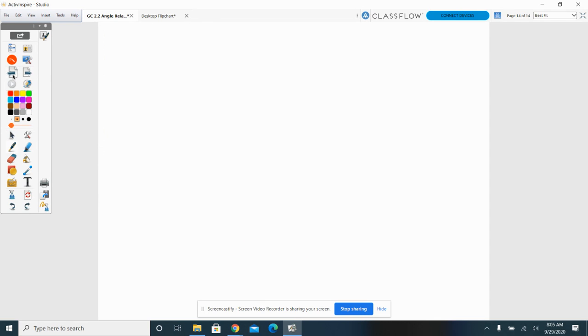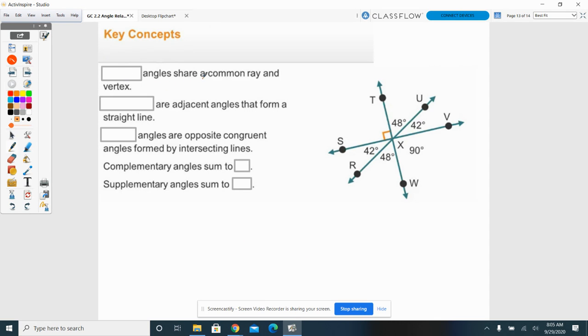Okay, so we're going to wrap some things up here. What angles share a common ray and vertex? Those are called adjacent. What are adjacent angles that form a straight line? We call those linear pair. Angles that are opposite and congruent, we also call those kissing angles. They're vertical angles. Complementary angles add to 90, and supplementary angles add to 180. Okay, that's it for these notes on 2-2. Let's do some practice with this vocab.